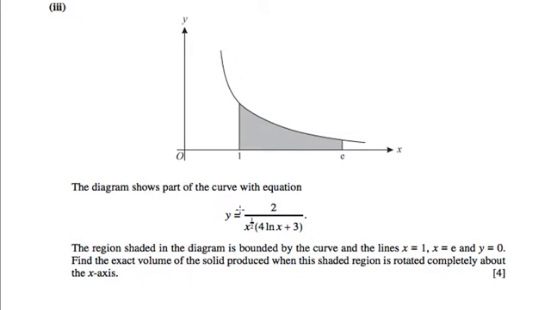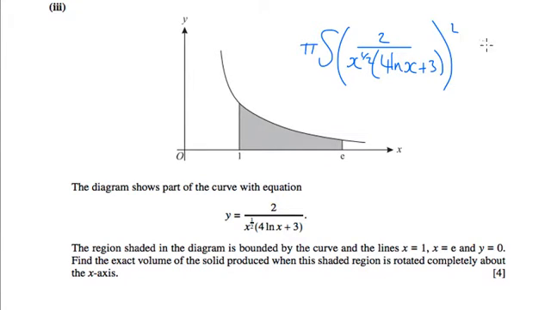Question 8 part 3 has now given us a different function, and it wants us to find the volume when this shaded area is rotated around the x-axis. So in order to find the volume of revolution, we times the function by pi, and square whatever we've got here. So we're going to need to square all of this. And that's going to be between 1 and e.